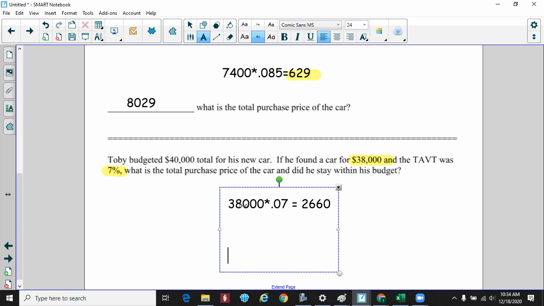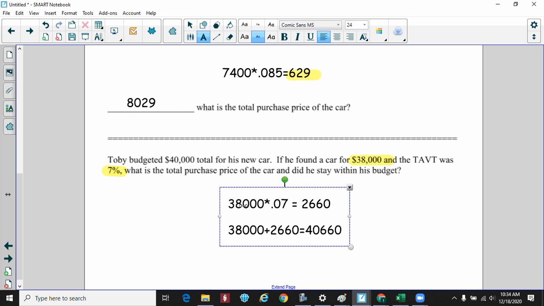Now, the question was, will he stay in budget? Well, the car was 38,000. We got to add back the tax, 2,660. You do the math, and we're at 40,660. So, did he stay within this $40,000 budget? We're going to say no, he did not. All right.